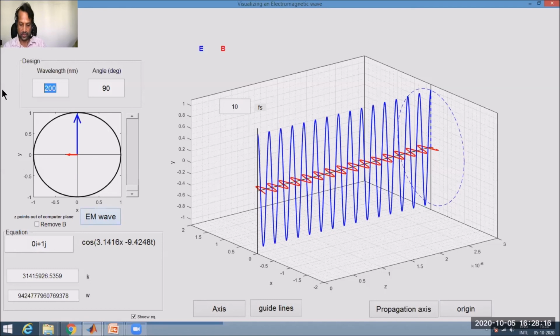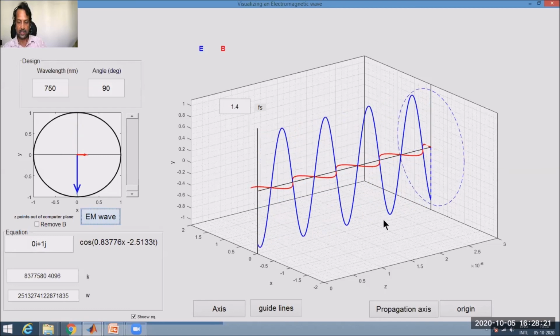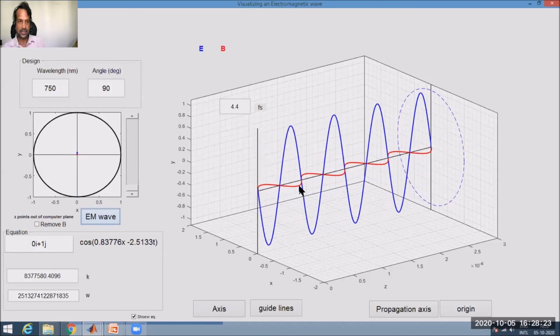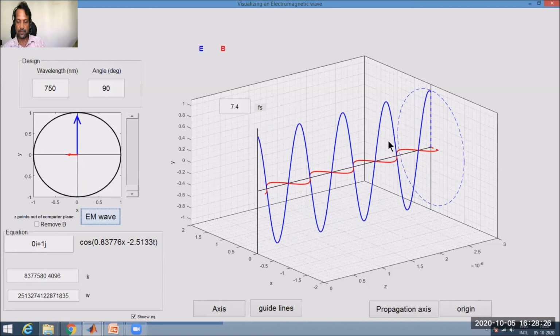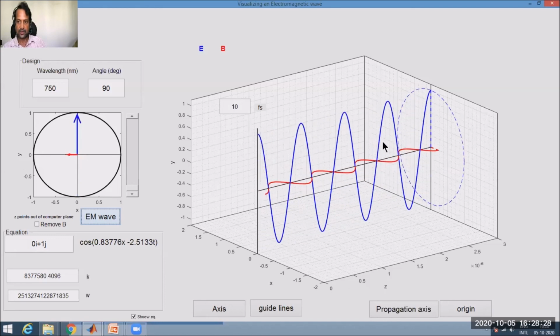So to summarize, in an electromagnetic field, there are electric and magnetic fields. Both of them oscillate perpendicular to each other in free space and perpendicular to the direction of propagation also. The amplitude term is a vector. The k and omega are of the order of 10 power 7 per meter and 10 power 15 per second. Hope you have enjoyed this simulation.